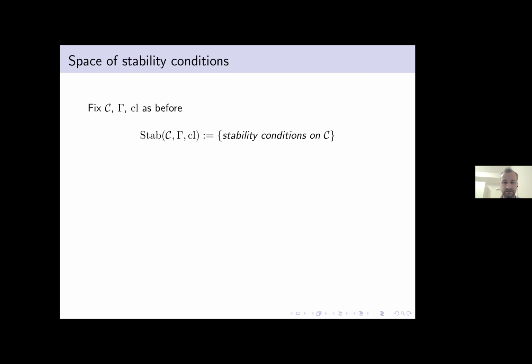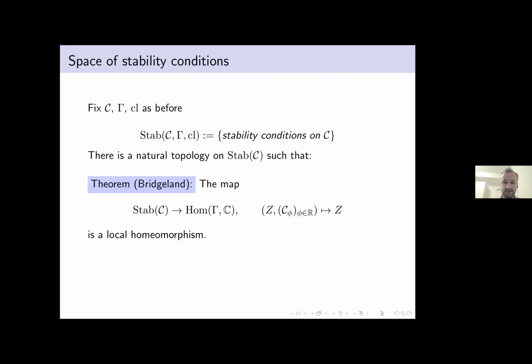But before we do that, a general fact about stability conditions is that they have a moduli space. So you look at the set of all stability conditions on a given triangulated category. Here, this gamma and the map to C are also fixed. Bridgeland had a remarkable result that you can put a natural topology on this. And then there's an obvious map from stability conditions to Hom of gamma to C, which just forgets the collection of semi-stable objects and just remembers the central charge. And he showed that this is a local homeomorphism.